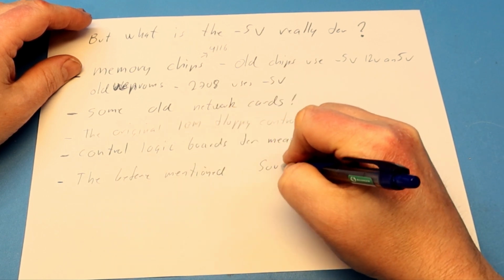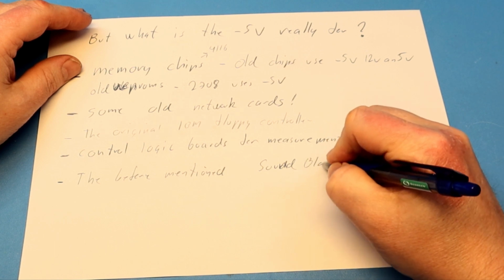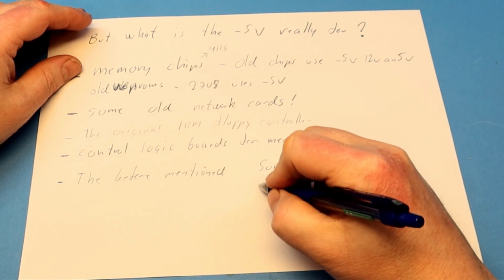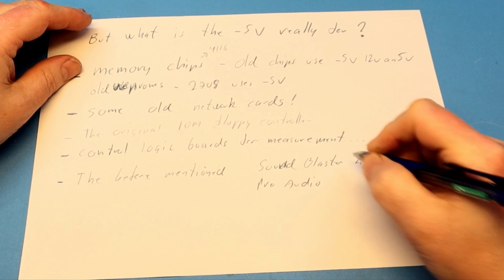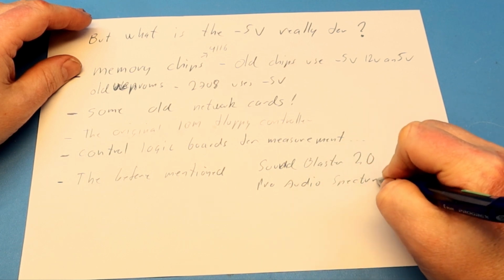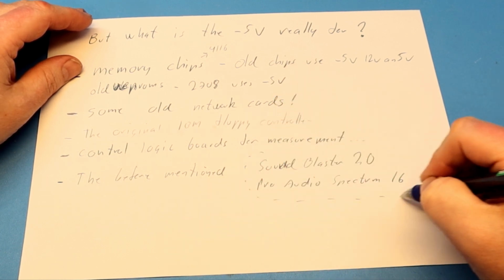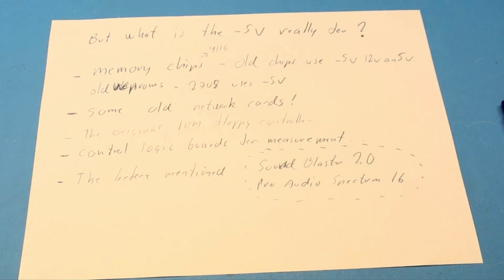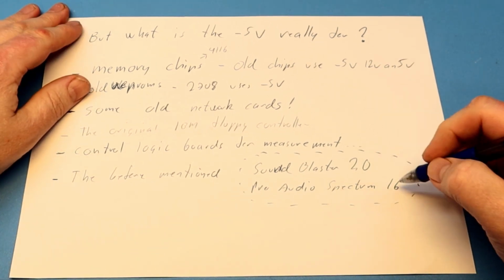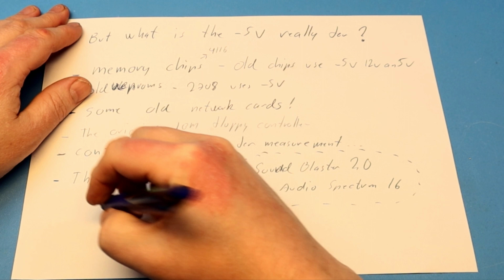So the simple truth is that the Sound Blaster 2.0 and the Pro Audio Spectrum line of cards are the only cards, along with some other sound cards, that require the minus 5 volt rail, but not much else. So if you omit this, it probably won't matter for you.